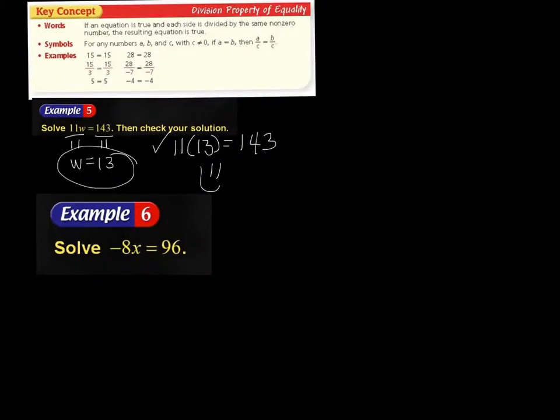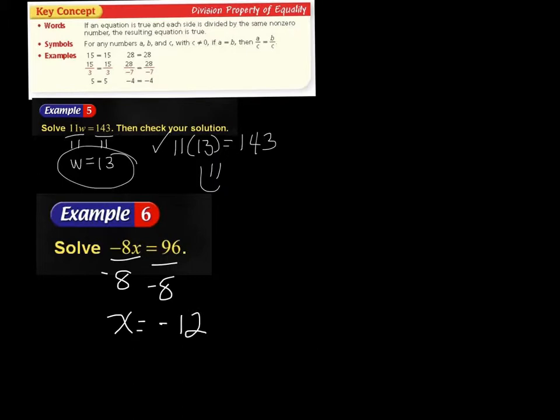Here's another gloriously simple problem. If -8x equals 96, find x, or solve. So to undo times -8, I'm going to divide both sides by -8. And we know that a positive divided by a negative is a negative. So 96 divided by -8 is -12.